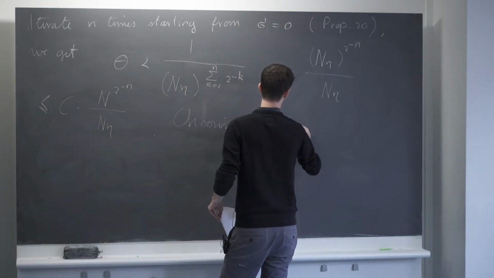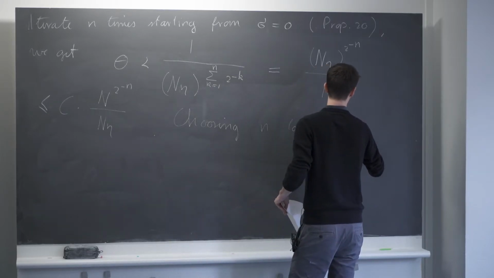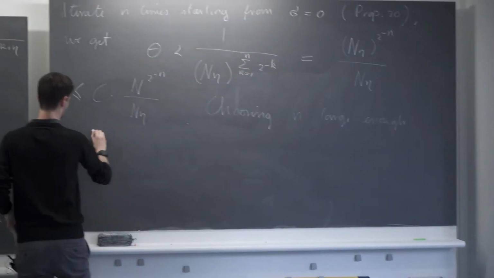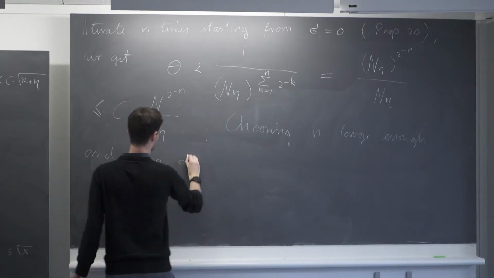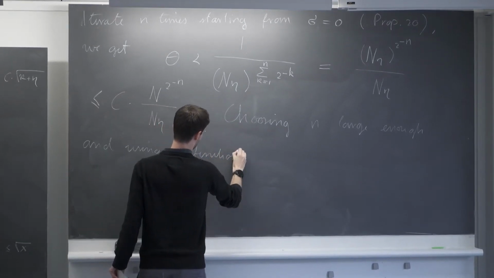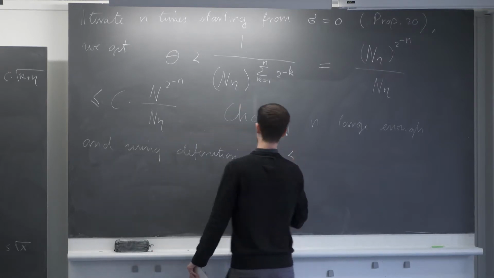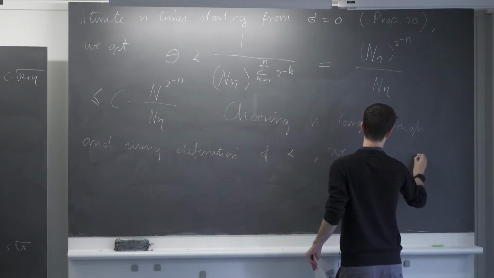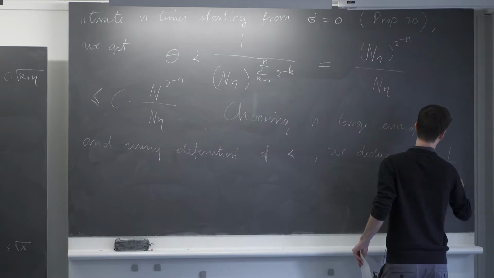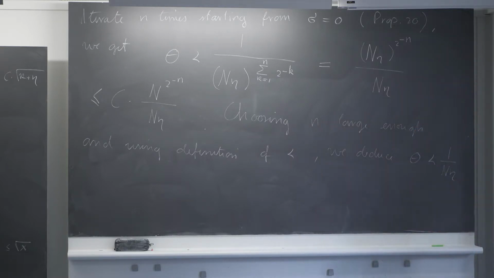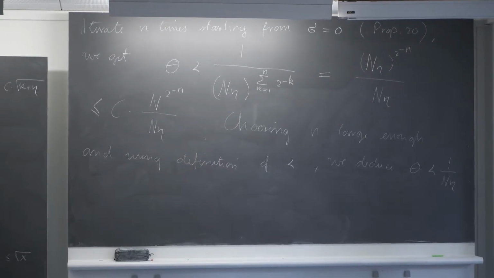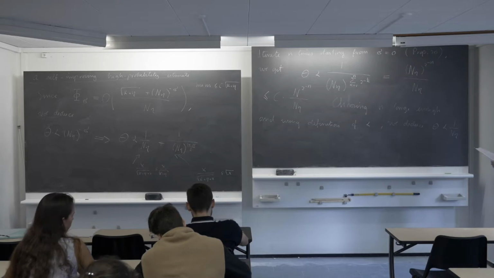So choosing n large enough, and using the definition of the stochastic domination, we deduce that theta is bounded by 1 over n eta. Okay? So this is how you get the final estimate. This was our goal. Now, we are basically done.